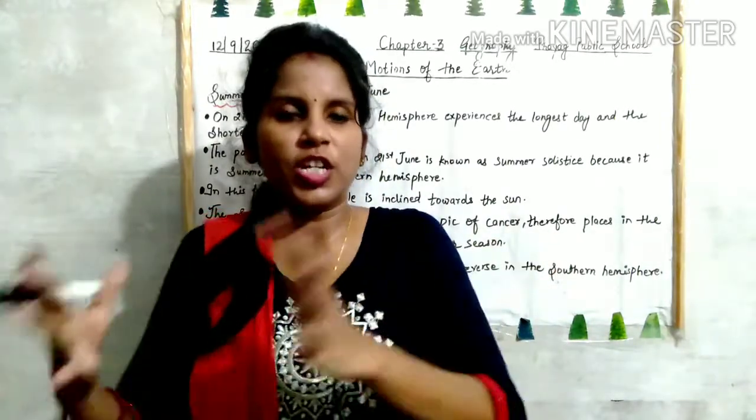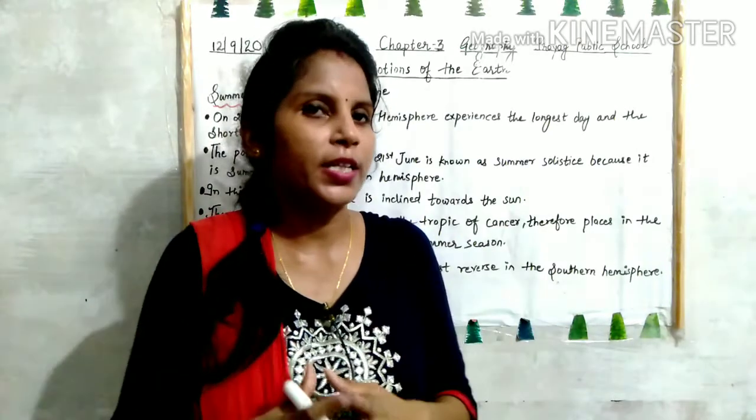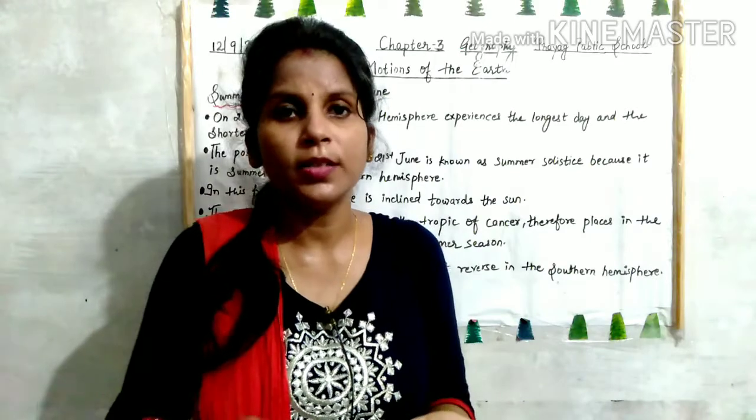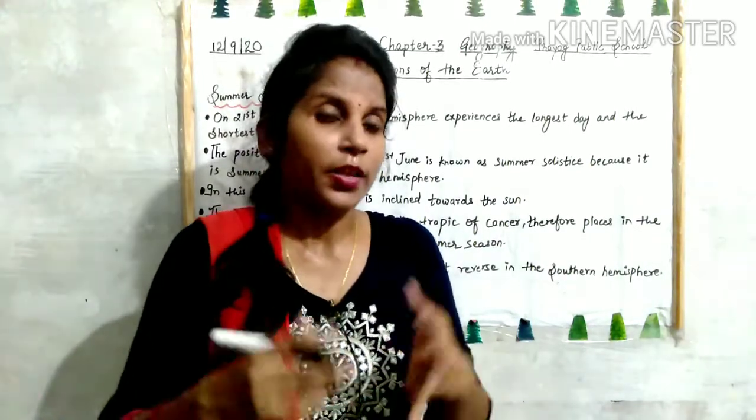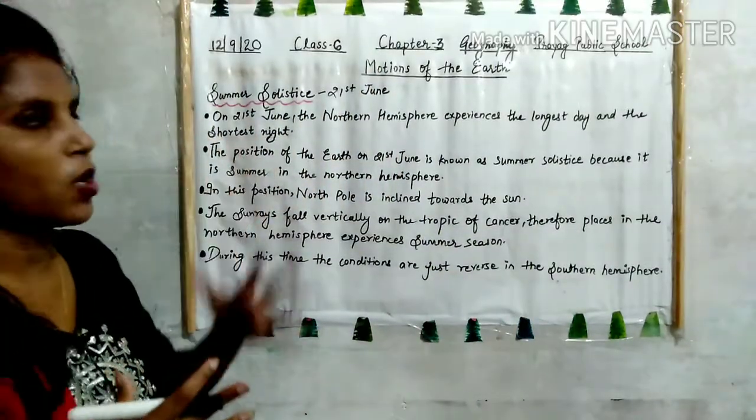Now the cycle of seasons. We know what the effects of revolution are. Revolution causes changes in seasons. So according to it, the seasons are divided into 5 parts. They are summer, winter, spring, autumn and rainy. Now in today's video we will be discussing the summer solstice.